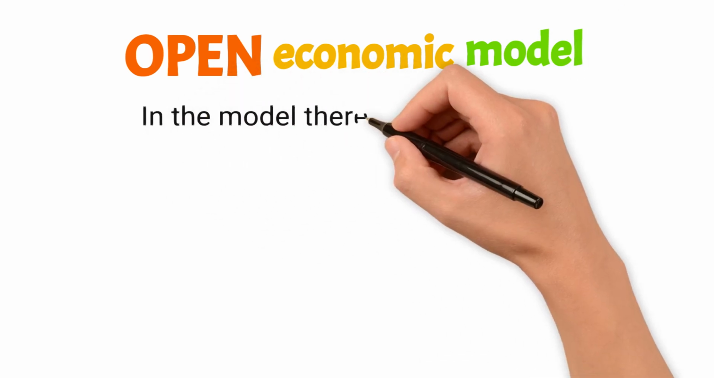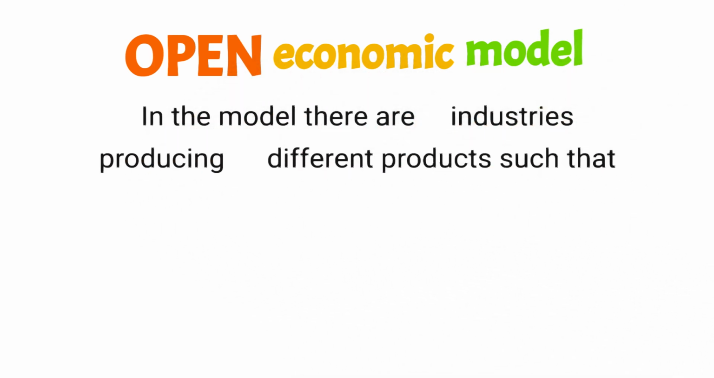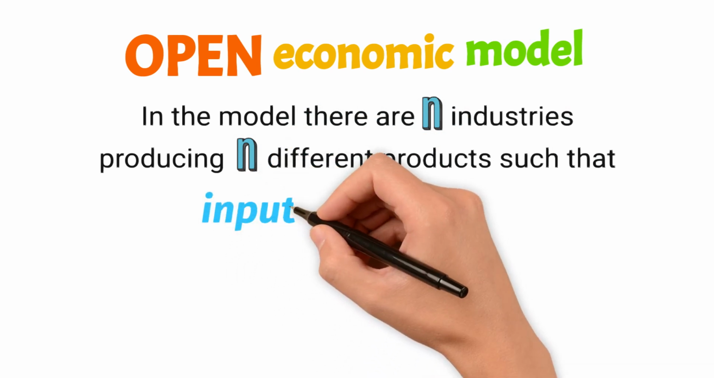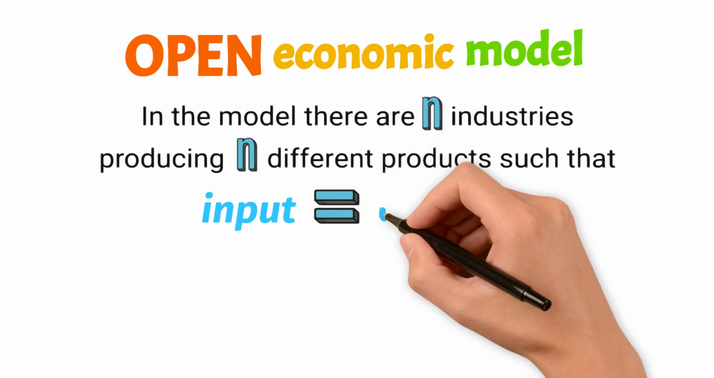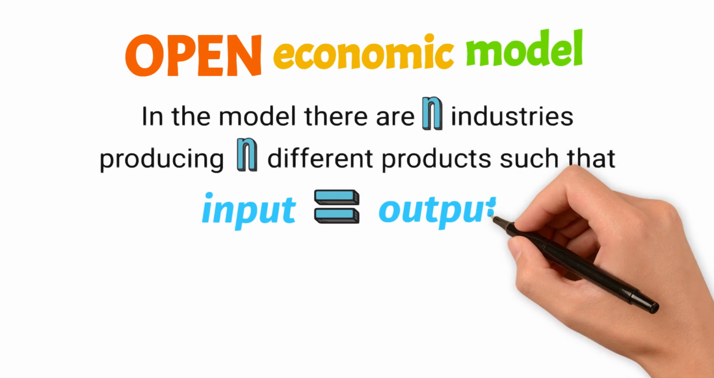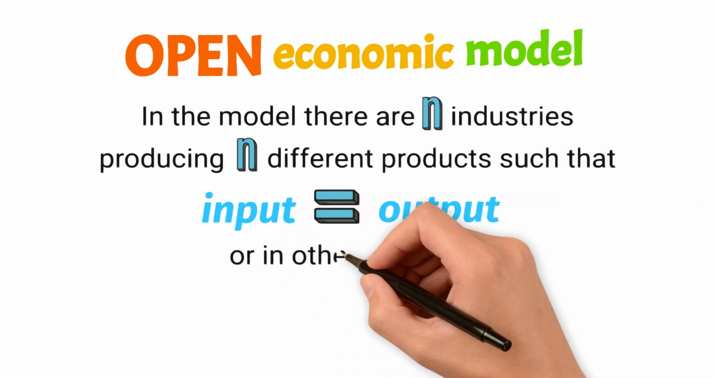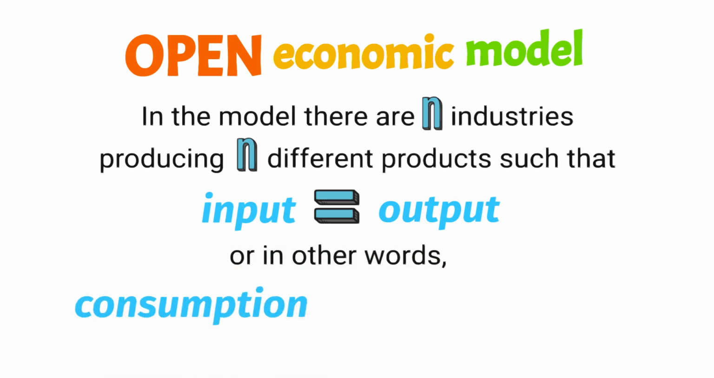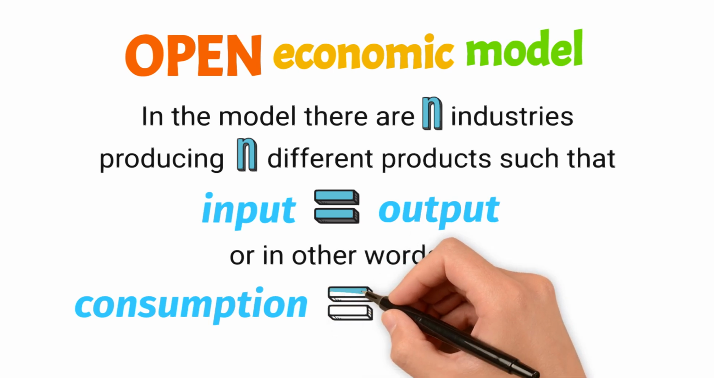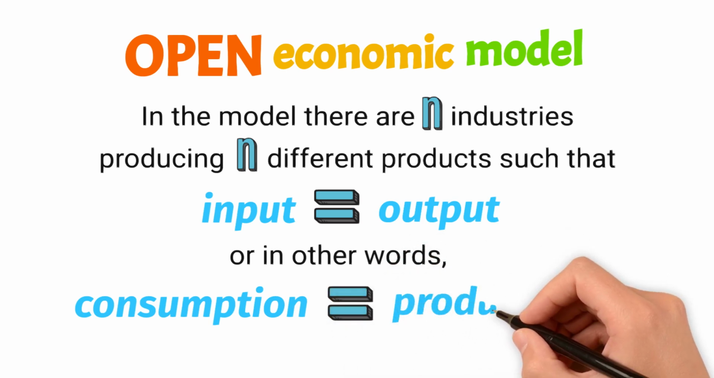The open economic model is a realistic model, as it deals with an economy where sectors not only satisfy each other's needs, but they also satisfy some outside demands. In this case, the outside demands are put on by the consumer. In the open economic model, there are n industries producing n different products such that the input equals the output, or in other words, consumption equals production.